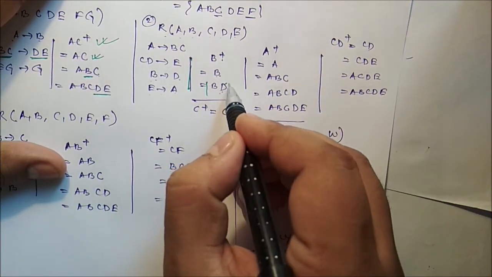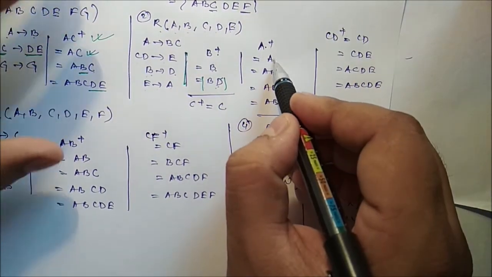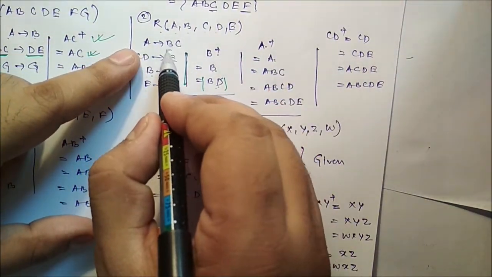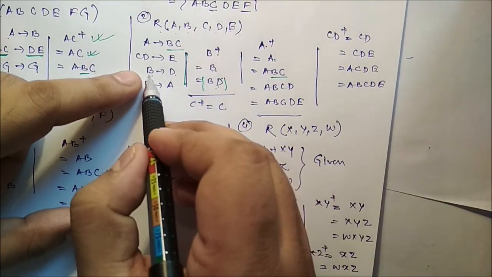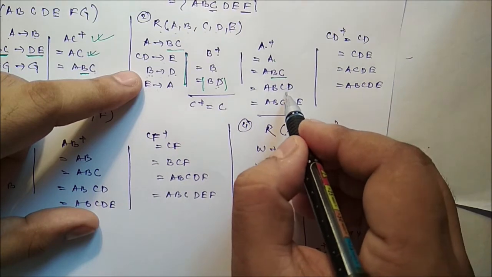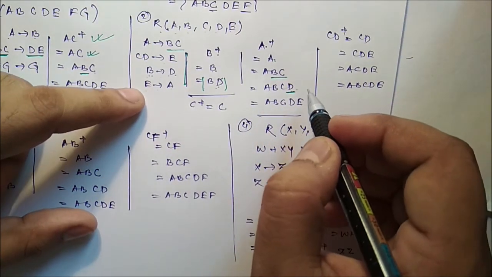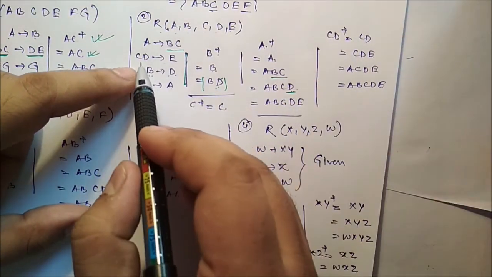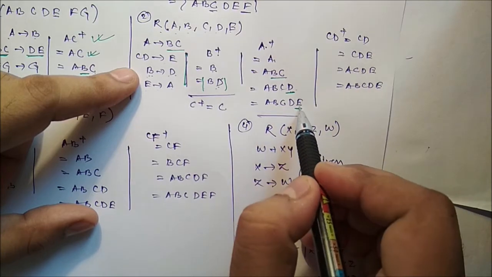So if it is the A closure, from A you can identify A, and from A we can identify BC. And if we can identify B, we can identify D, so A, B, C, D. And if you can identify CD, we can identify E. So if you know CD, using that we can identify E.